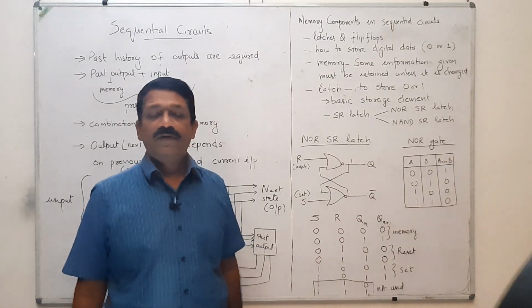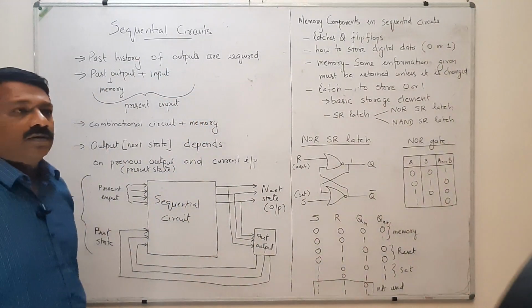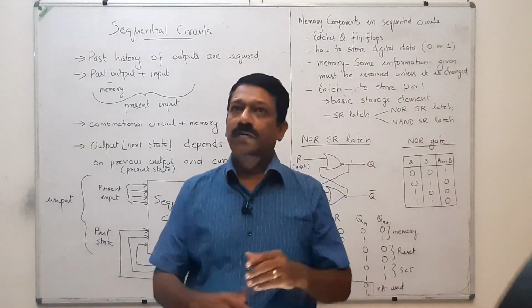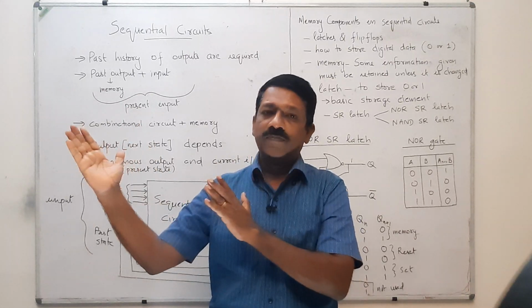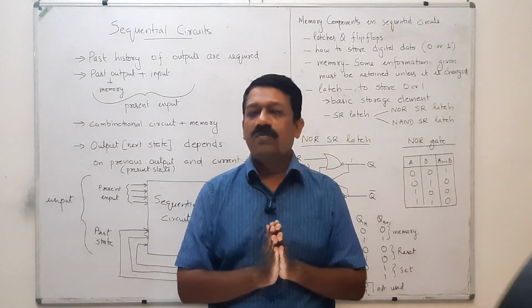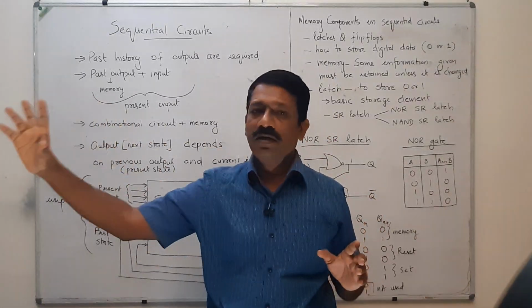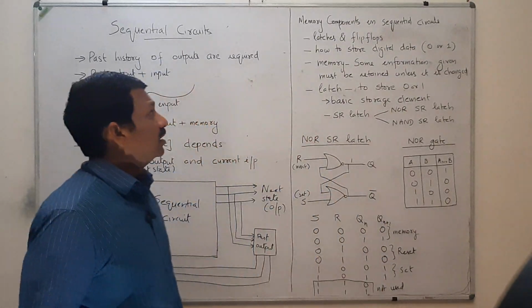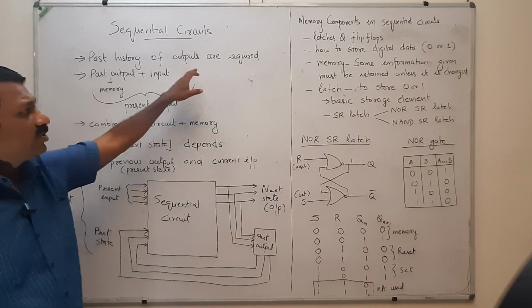Good morning. Today we are going to discuss sequential circuits. In combinational circuits, as you know, you have a circuit and the output depends only on the current inputs. That means you have a set of inputs and processing, and you get a group of outputs. In the case of a sequential circuit, the past history of outputs is also required.